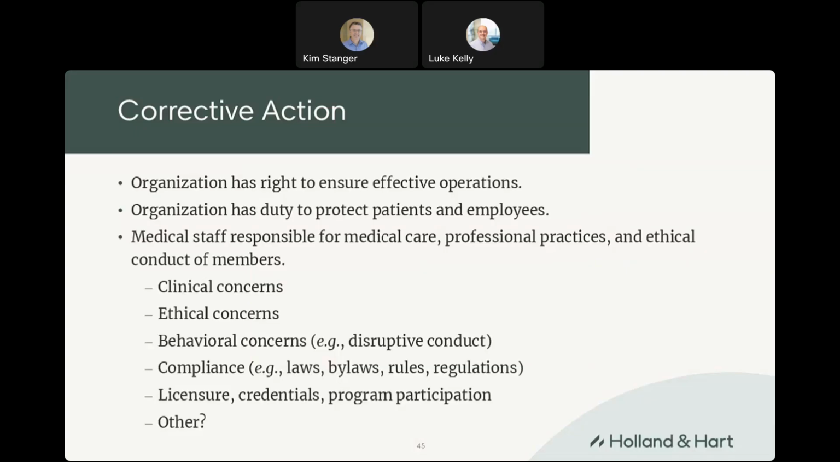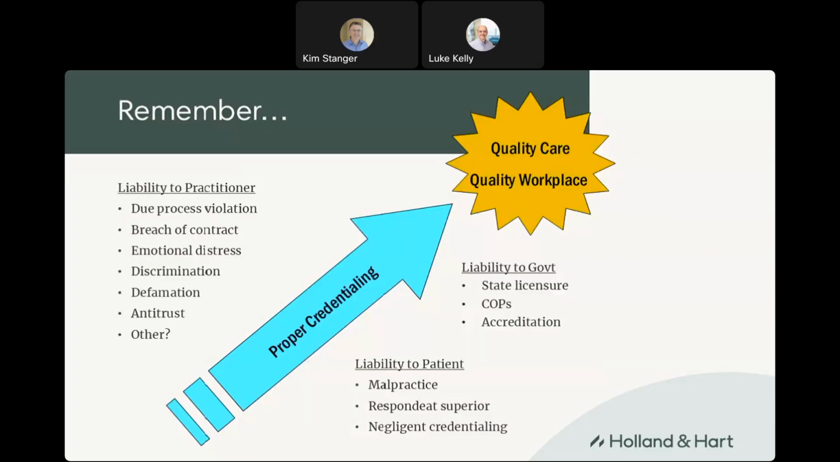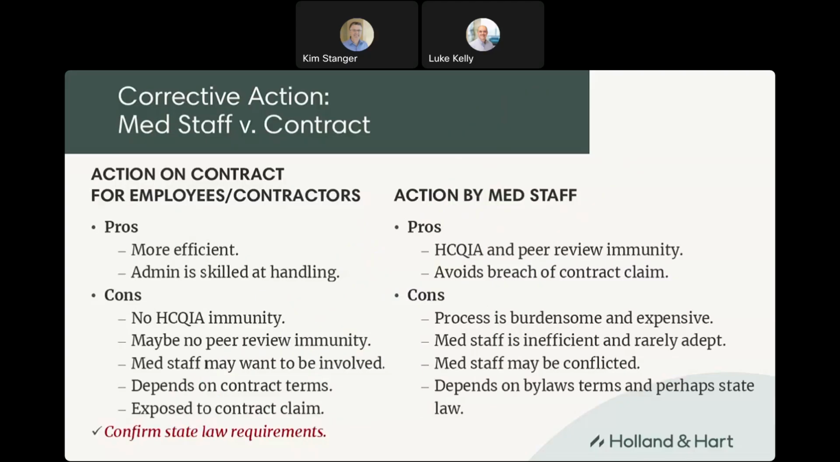Let's talk about corrective action. There may be times when you need to take corrective action against a physician or other healthcare provider, and just like the initial appointment process, you need to make sure that you're handling that in an appropriate manner. An initial question for you is, okay, do we want to go through the medical staff process, or if we've got a contract with this physician or other healthcare practitioner, either an employment contract or a contractor relationship, do we want to handle that as an employment matter rather than going through the medical staff?